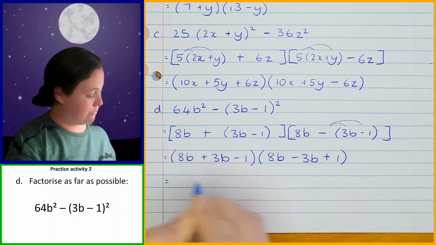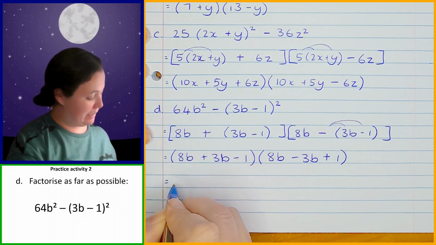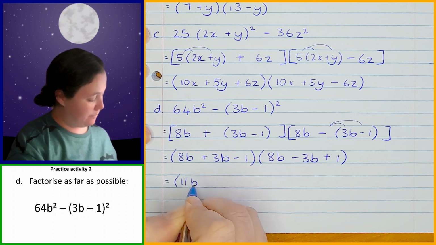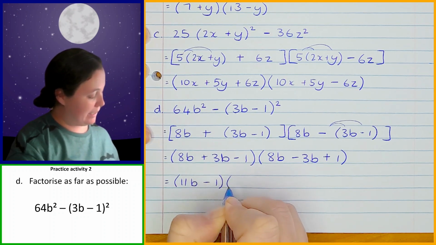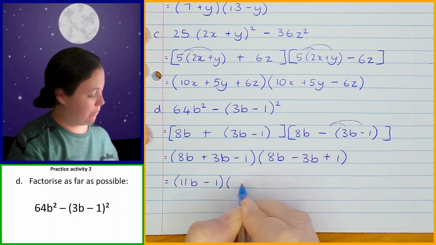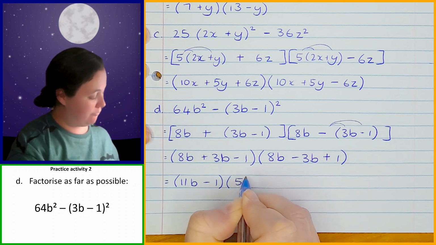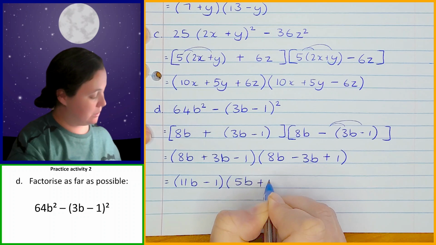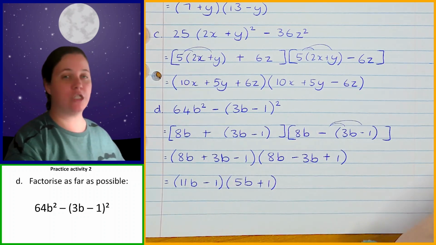So now I can simplify this. I've got 3b + 8b, that gives me 11b - 1. And then here I've got 8b minus 3b, which is 5b, and then plus 1. So that's what you should have got for question D. Okay, let's go on to our next example.